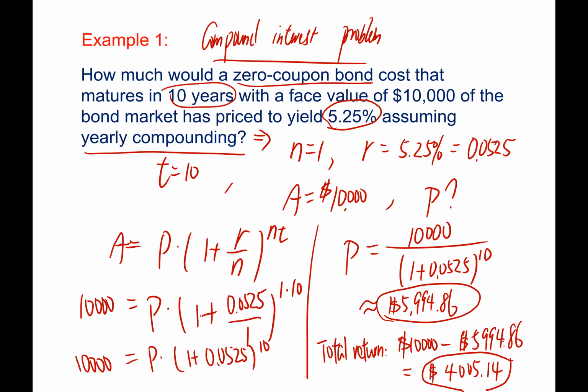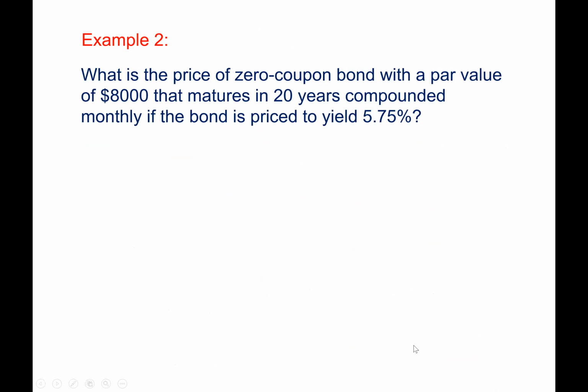Okay, so now try this. I want you to try this one. So now it's the same. What's the price of a zero coupon bond with a par value of $8,000 that matures in 20 years? Par value is the same thing as face value. So you are given a face value of $8,000, meaning after 20 years you are getting $8,000.